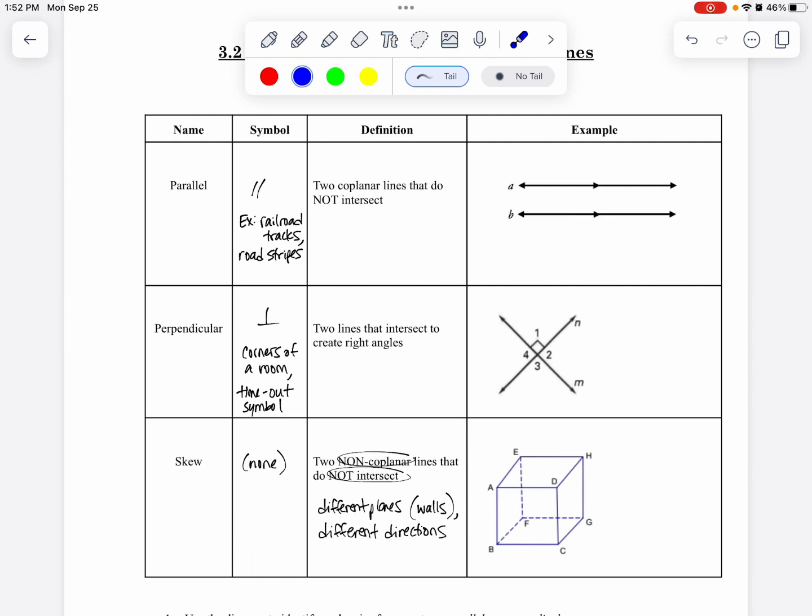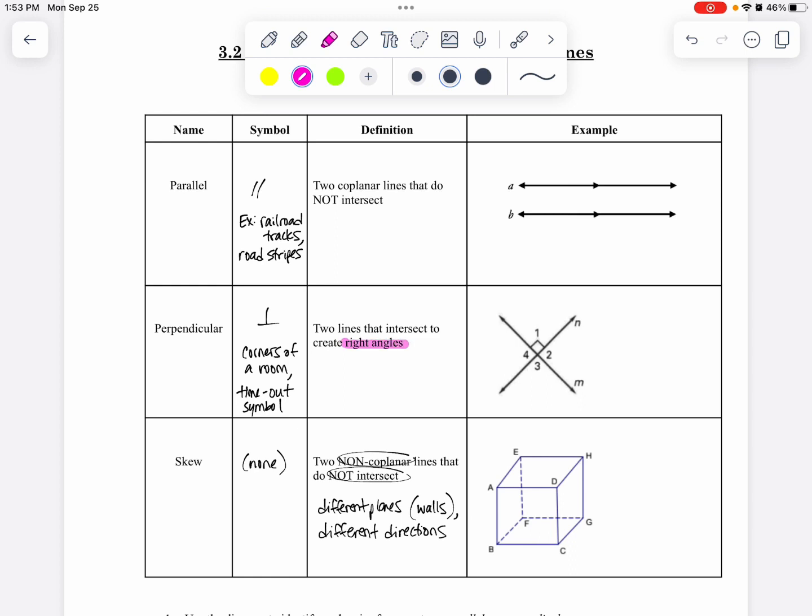We also have a vocab word called perpendicular, and this is the symbol for it. It's an upside down T. An example is we have a bunch of parallel or perpendicular lines in the corners of our room. I like to use our classroom as a way to demonstrate and illustrate parallel lines, perpendicular lines, also skew lines, which we'll get to in a second. Makes me think of the timeout symbol. Those are perpendicular. They intersect at a 90-degree angle, so right angles. Make sure you've got that.